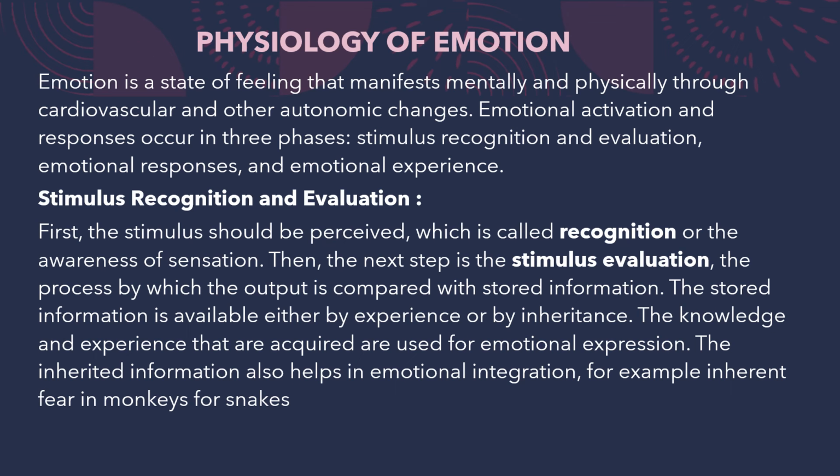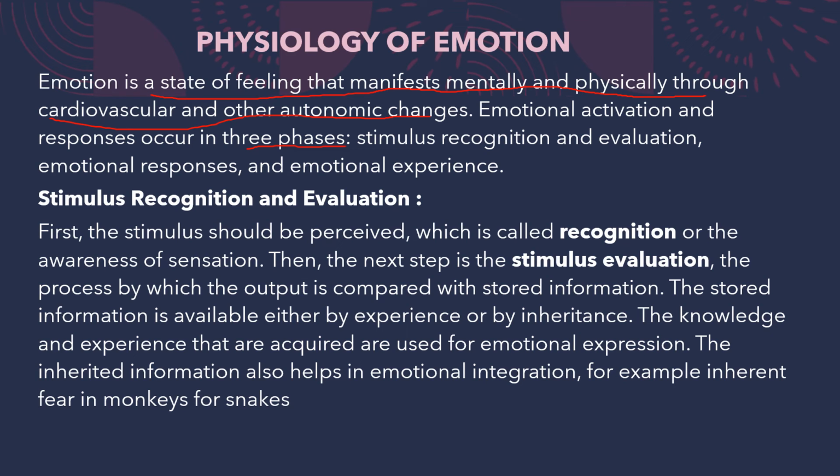So now we will see the physiology of emotion. Emotion is a state of feeling that manifests mentally and physically through cardiovascular and autonomic changes. So emotional activation and responses occur in three phases: stimulus recognition and evaluation, emotional responses, and emotional experience.